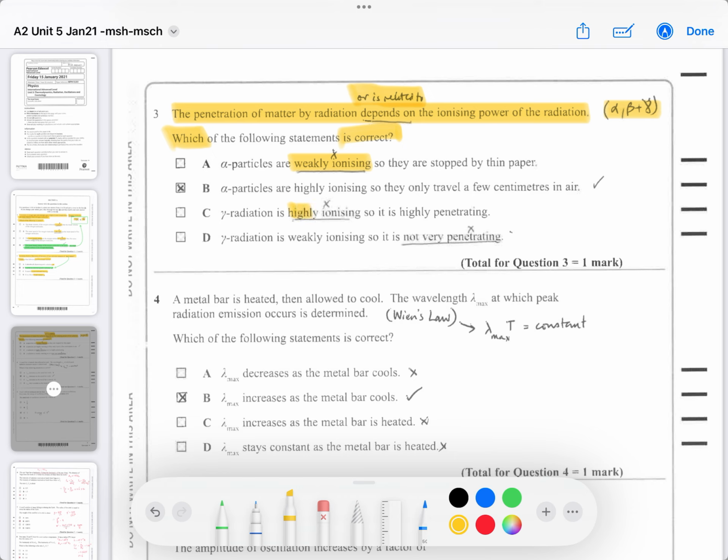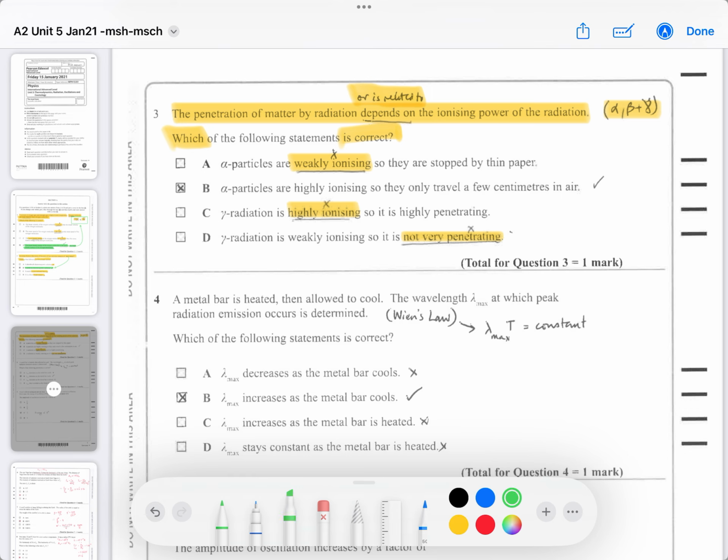Gamma is highly ionizing. Well, it is ionizing, but it's not as highly ionizing as alpha or beta. That's why it's highly penetrating, because it takes longer to lose its energy through ionization. So it can kind of go for longer without interacting. And ionization is an interaction with matter. Okay? And then it says gamma radiation is weakly ionizing, which is true, but it's not the reason why it's not very penetrating. Yeah? It's the opposite. Highly ionizing means it's going to be less penetrating.